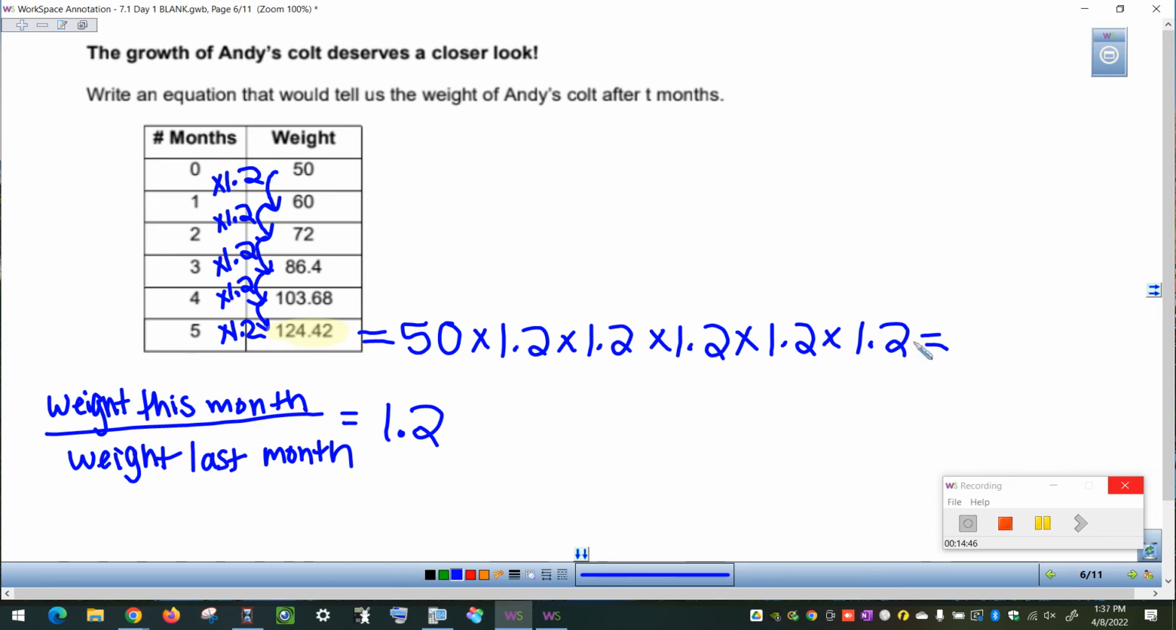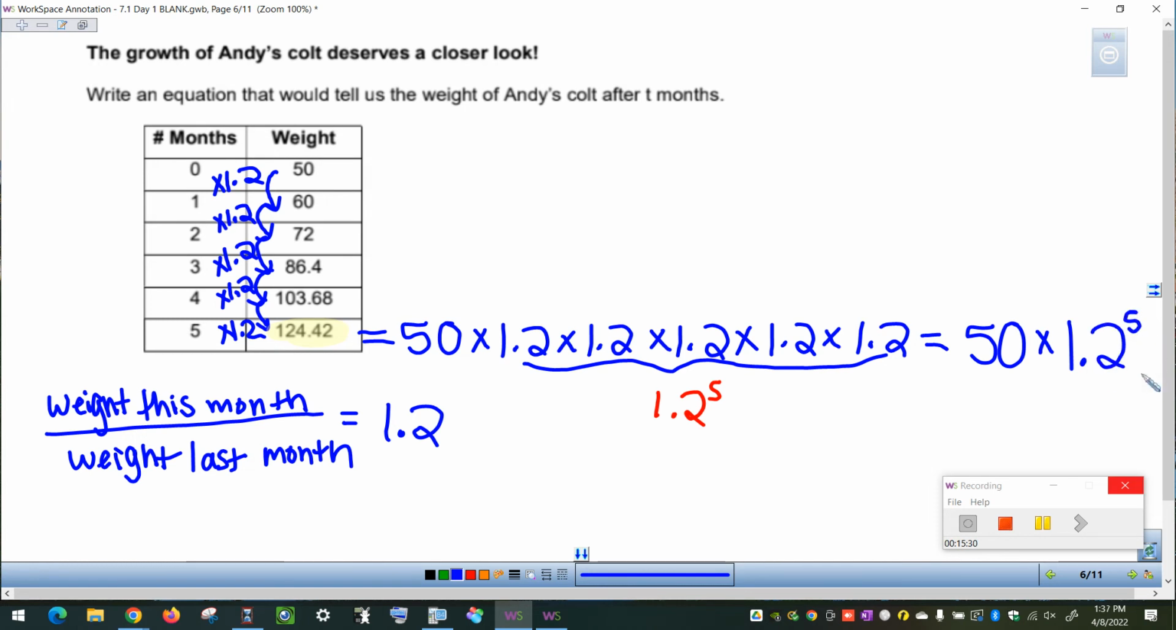What can we do, Akira? 1.2 the third. Yeah, and in this particular case, how many 1.2s did we have? Yeah, so we can just utilize an exponent, for when something is being multiplied by itself, and that's going to be a lot shorter than writing out this whole long thing. So at the very end here, we can say, all right, well, this is really just 50 times 1.2 to the power of 5.